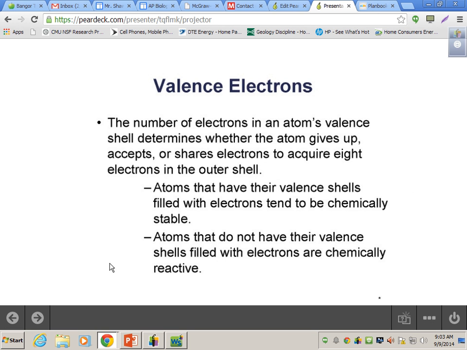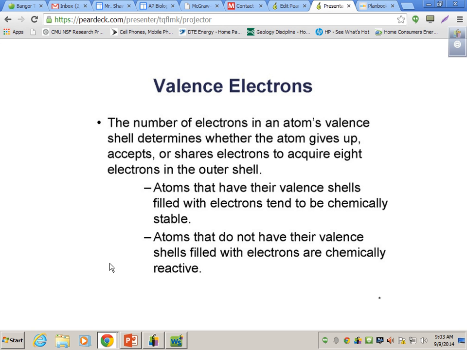So looking at the valence electrons, the number of electrons in an atom's valence shell determines whether the atom gives up, accepts, or shares electrons to acquire 8 electrons in that outer shell. Atoms that have their valence shell filled with electrons tend to be chemically stable. So if I look over at the periodic table and I understand that I have a duet and then a bunch of octets in that first 20, we can understand that helium has a full outer shell, and so does everything here with a rule of 8, right? Octet, so they're full. And we won't talk about anything over 20. Okay?